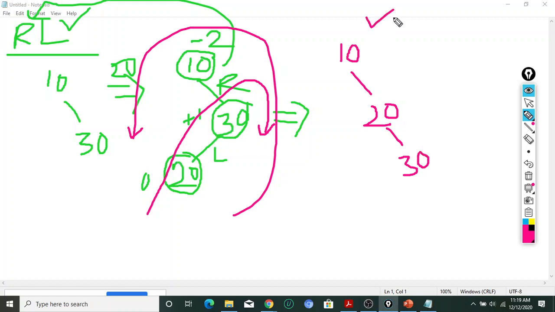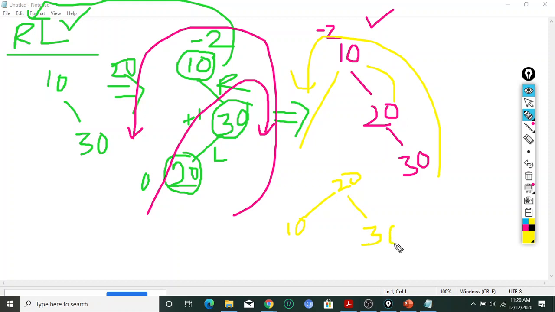This picture is okay, but if I check again, this is still minus 2, so it is not yet in its final position. Then we perform the left rotation, anti-clockwise rotation. So 10 moves down here and 20 goes up, and we get 20, then 10, then 30. Is it okay? So this is step 1 and this is step 2. In step 2 we are getting the balanced tree.